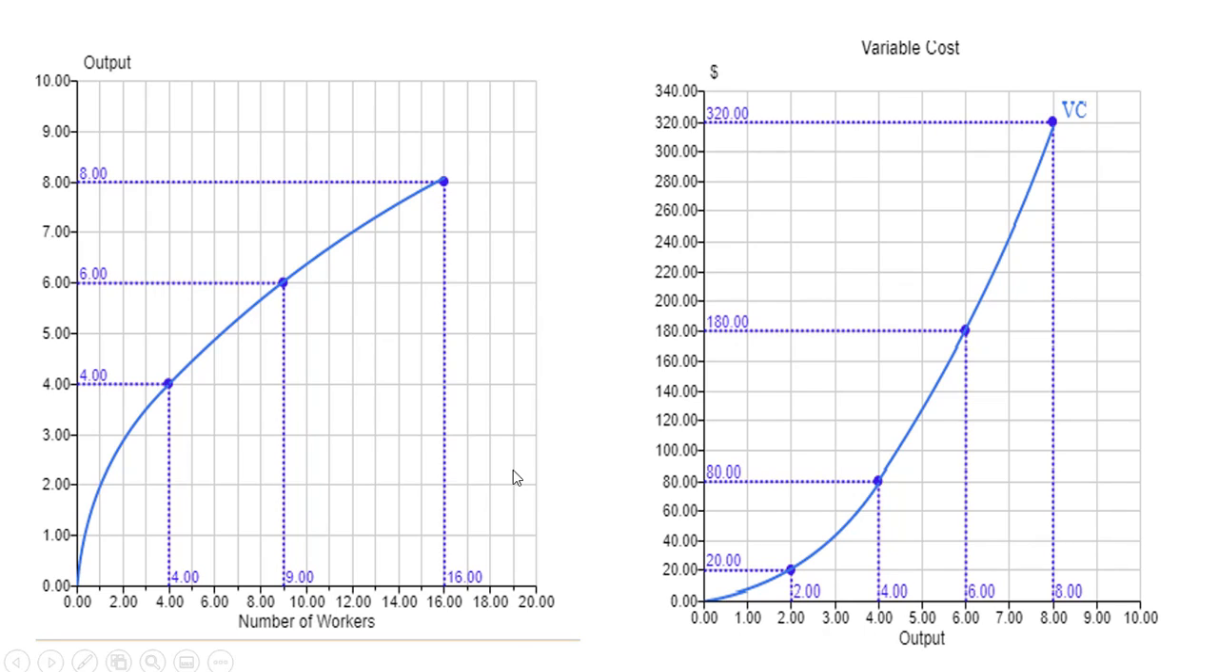So bringing both of those diagrams together, we have the total product of labor, or short-run production function, on the left, and the corresponding variable cost. The shape of this total product of labor curve gives rise to how this variable cost curve will look and behave.